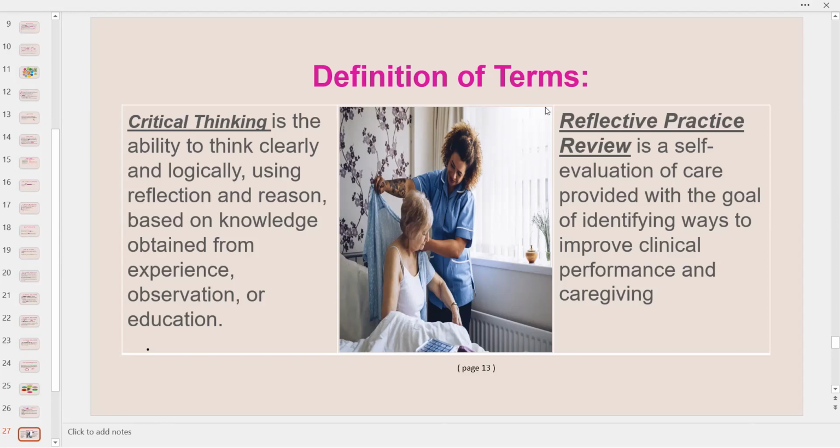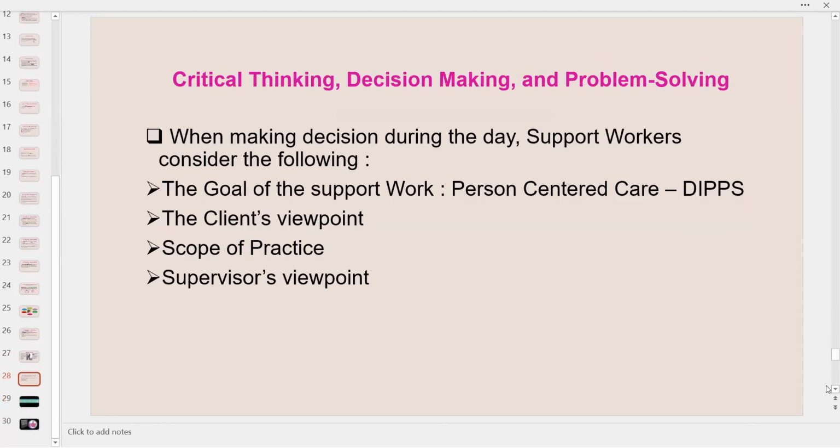Did I do the right thing? Was the patient or the client comfortable with my performance, with the procedure that I've done? Was it helpful to the client? Did I miss any steps? Do I need more training on this? Or did I do the right observation? Did I improve the quality of life of the client when I provided this? So these are examples of reflective practice review.